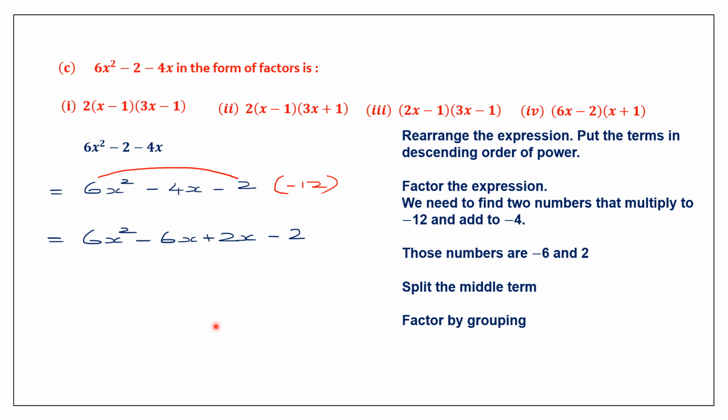Next thing is we factor by grouping. Put them into groups. The first two terms will be the first group. The next two terms will be the second group. Now we're going to pick out the common factor. So here 6x square minus 6x, what is common? The number 6 is common, and we also have an x that's common. So 6x is common here. And what do we write inside? We have 1x left there, minus 1. Minus 1 because 6x into minus 1 will give us minus 6x.